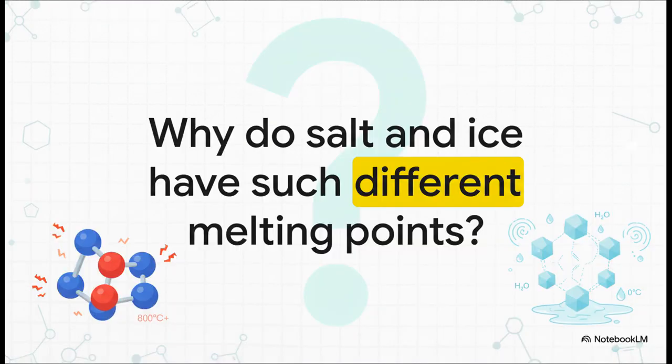Okay, let's kick things off with a bit of a puzzle. You've got regular table salt, right? To get that stuff to melt, you need to crank the heat to over 800 degrees Celsius. But then you've got ice, just frozen water, and that melts in your hand. So what gives? Why is there such a massive difference? The answer to that is the key to absolutely smashing this part of your exam.